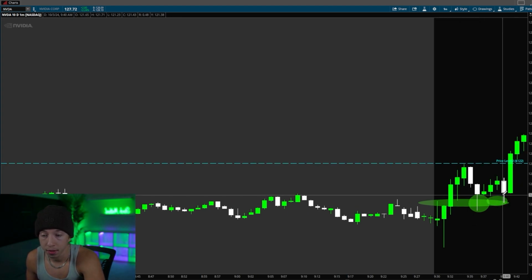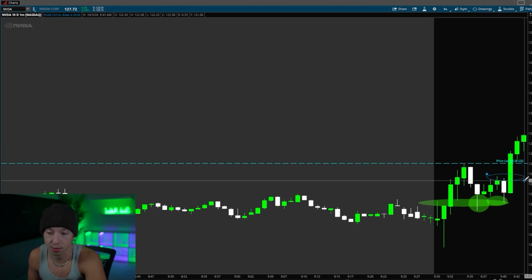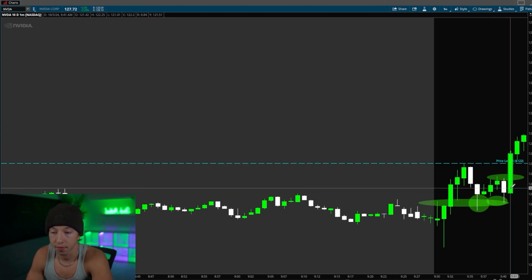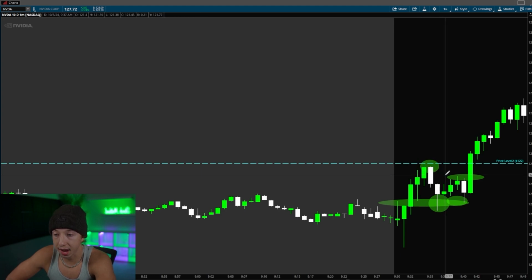Then out of nowhere, buyers started to aggressively come in. Time and sales is going crazy here. And this is an exact trade that I took. So I saw with my own eyes how the time and sales is going. Came up right above that 122. See that high right there?